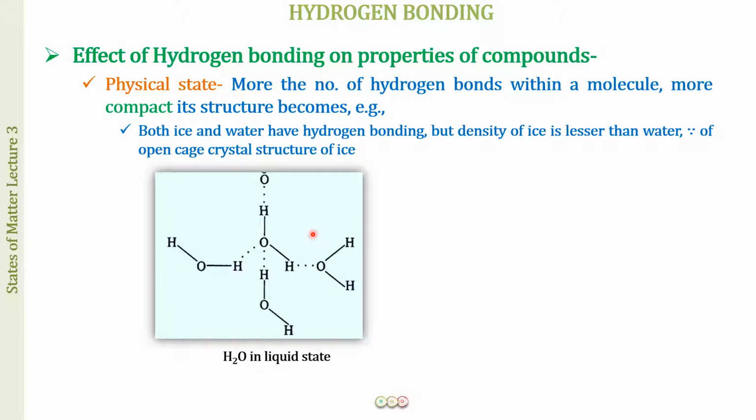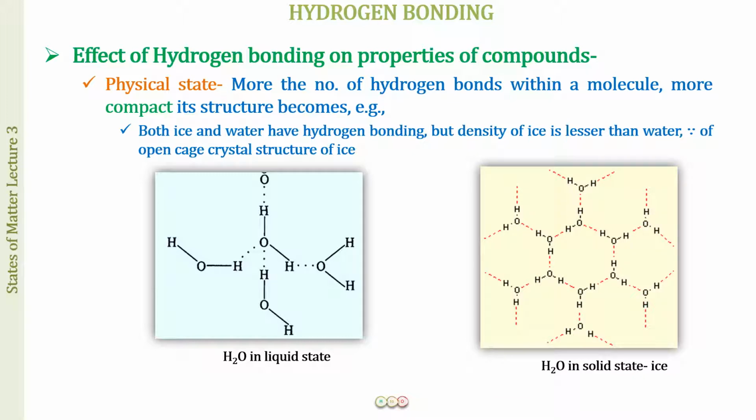Okay. Now, the water molecules, because of these hydrogen bonds, are close to each other and we have the water in the liquid state. Had these hydrogen bonds not been there, the molecules would have been far away from each other and we would have had what? We would have water vapors only. Fine. Next we have the solid state of water.